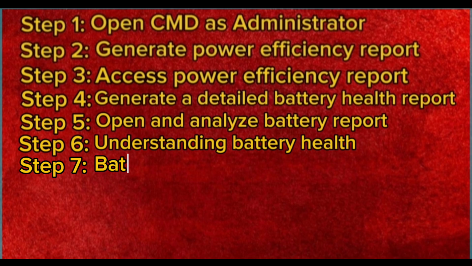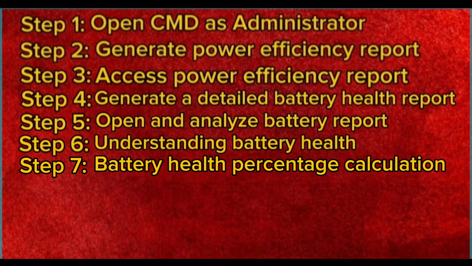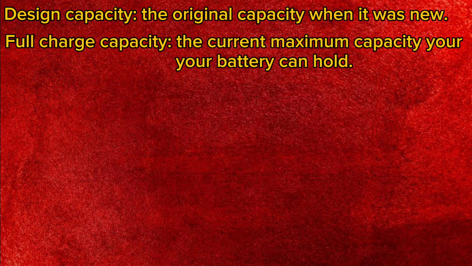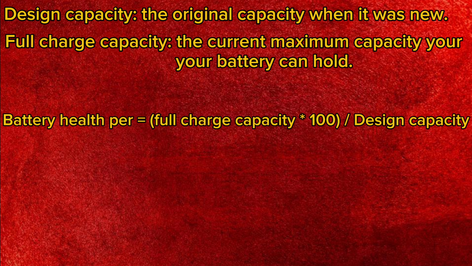Step 7. Battery health percentage calculation. Now let's calculate your battery health as a percentage. The most important values are design capacity, the original battery capacity when it was new, and full charge capacity, the current maximum capacity your battery can hold. To find out your battery health percentage, use this formula. Battery health percentage is equal to full charge capacity multiplied by 100 divided by design capacity.